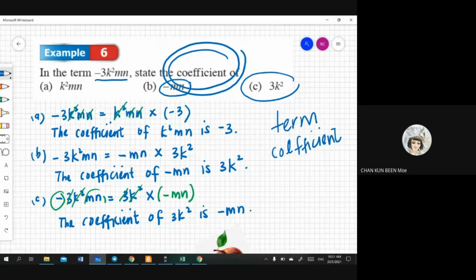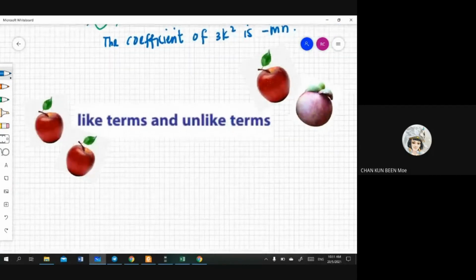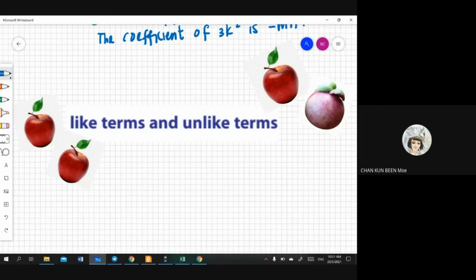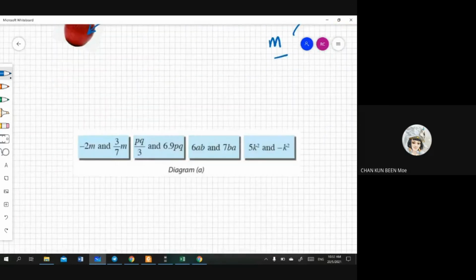So next, we are going to learn like and unlike terms. Look at this one. In the figure over here, I'm showing you apple with apple. The apple and apple are the same, right? If I replace the apple with variable a, then a and a are like terms. If I replace the apple with a, and this one is a mangosteen with m, then a and m, the variables are different, so they are unlike terms. We are going to look at them in detail.